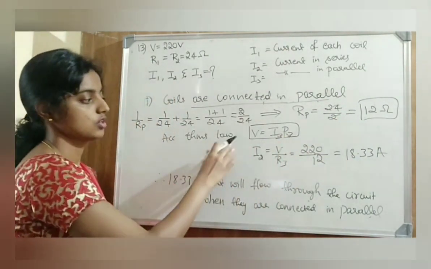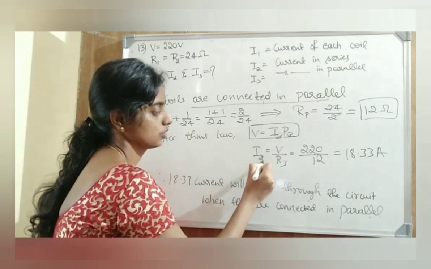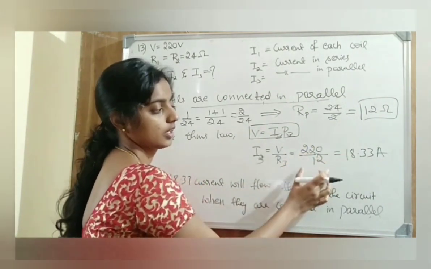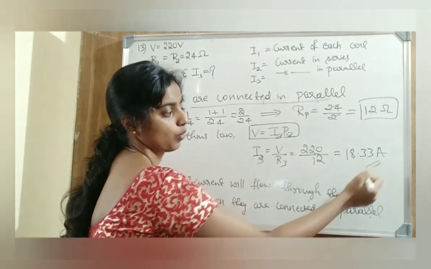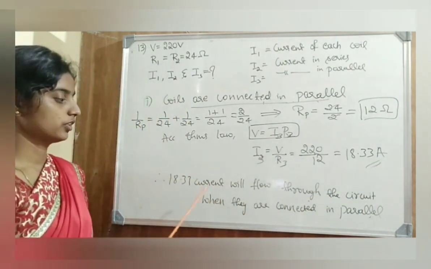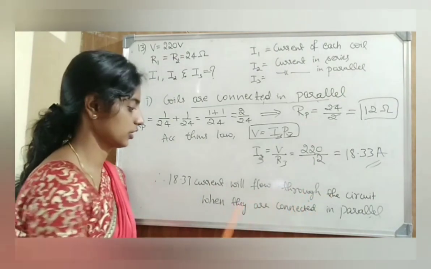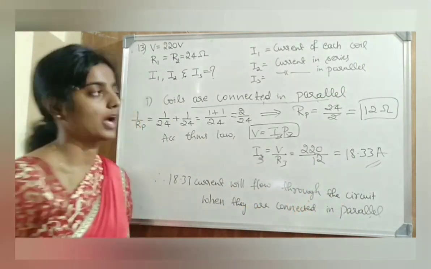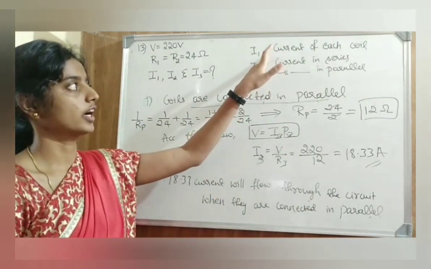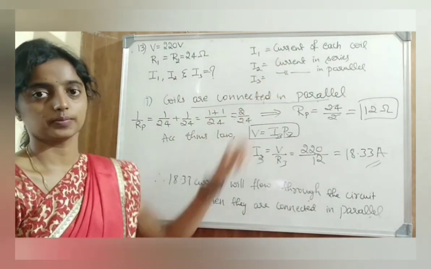Again in Ohm's law, substitute the values. What happens? V is 220, R3 is 12. Calculate and we'll get 18.33 ampere. 18.33 ampere current will flow through the circuit when they are connected in parallel. Hence, we solved all the 3 cases. First one we got I1, next I2, next I3.